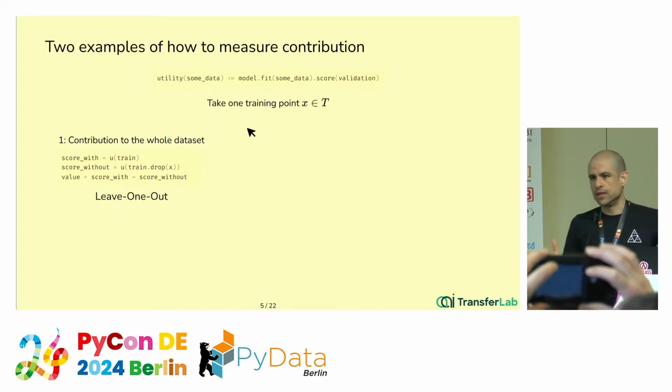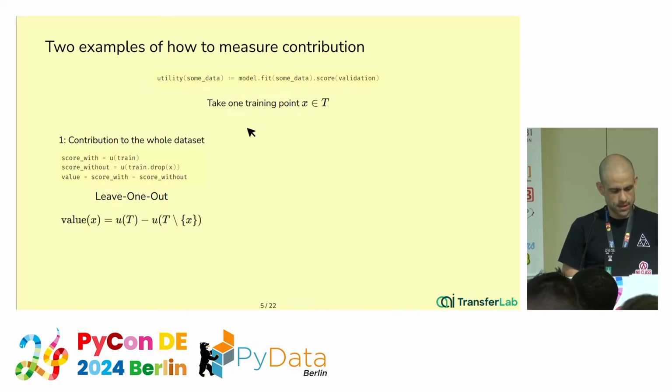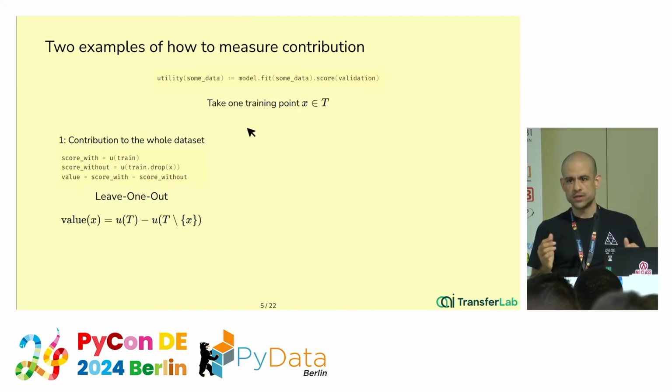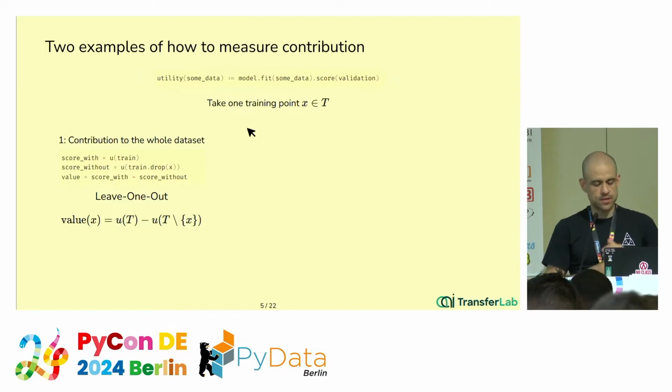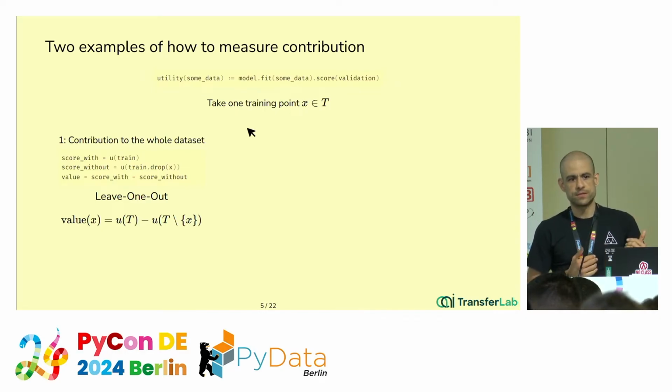And intuitively, it's clear why it's called leave one out. It's just remove one point and look at the accuracy. Basically, the value of point x is the utility at the whole training set minus the utility at the training set minus x. So what's the intuition here? If removing my point made the utility go up, it was probably a bad point, right? So I want this thing to be negative, and the other way around.